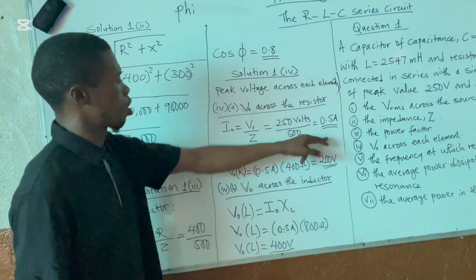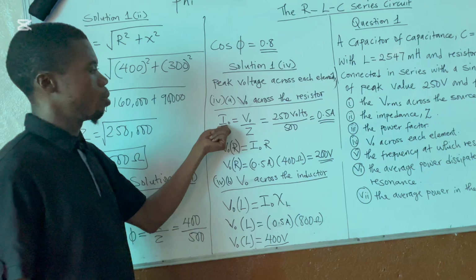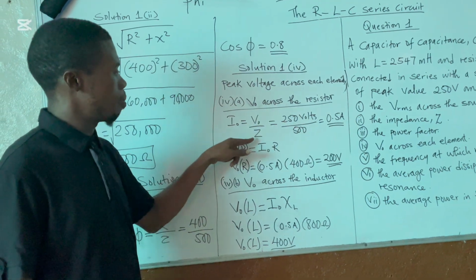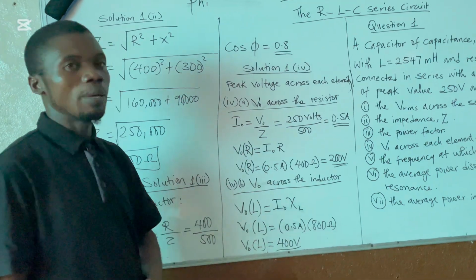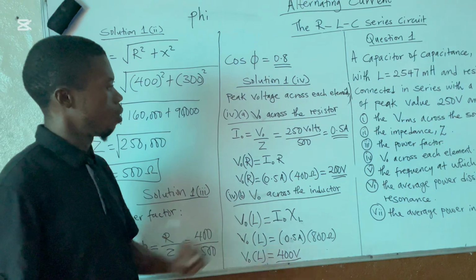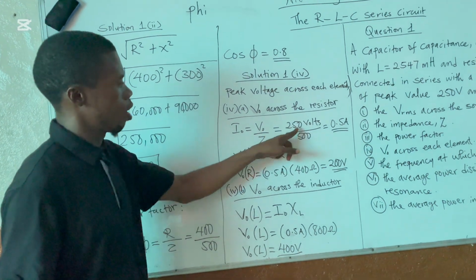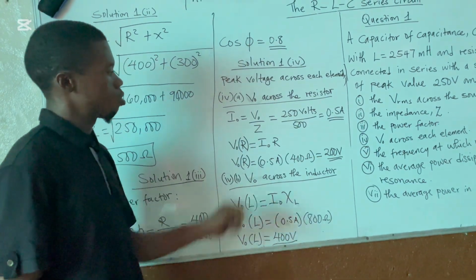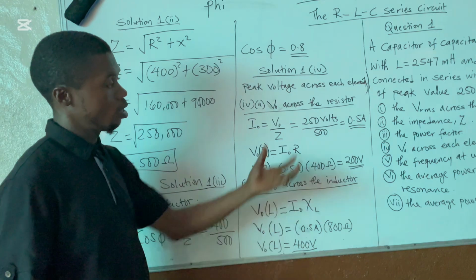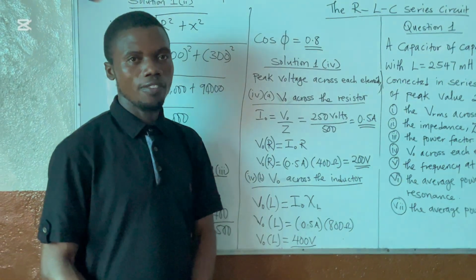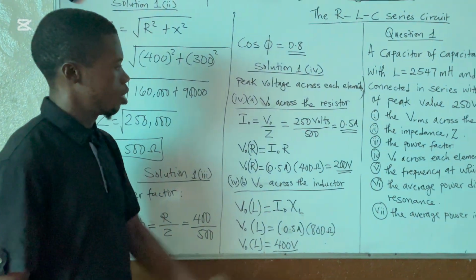Now to find the current, the peak value current will be equal to the peak value voltage divided by the impedance. For the peak value voltage, we have 250 volts, and of course the impedance is 500. Divide that, and it gives us 0.5 amp. So this is the current.